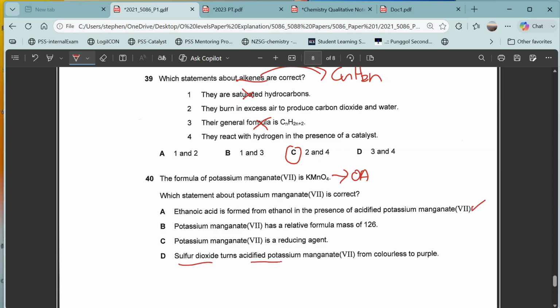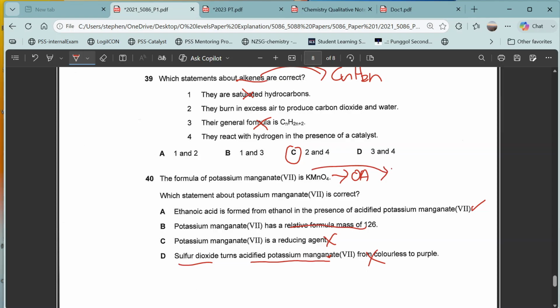Sulfur dioxide. No, this one is purple color, not from the colors of purple. If there is a reaction, then at least it will go from purple to colorless. Potassium manganate is a reducing agent? No. It's an oxidizing agent. I already told you to memorize it. And lastly, this is a relative formula mass. This one you just have to add, right?